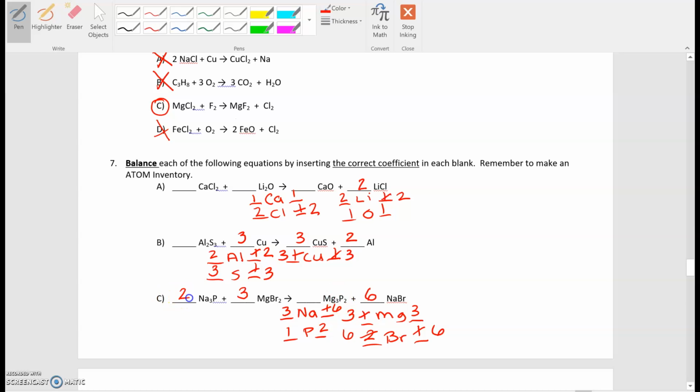Which would mean I would need to put a 2 in front of sodium phosphide, to give me 6, so that's 2 times 3. It's also 2 times 1 phosphorus, which is 2, which worked out perfectly, because that's balanced.